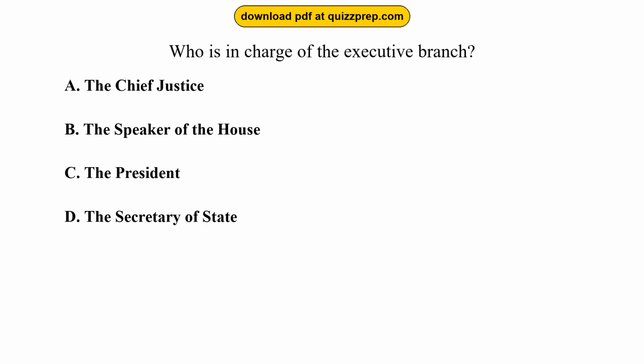Question 21. Who is in charge of the executive branch? Option A, the Chief Justice. Option B, the Speaker of the House. Option C, the President. Option D, the Secretary of State. The correct answer is option C, the President.